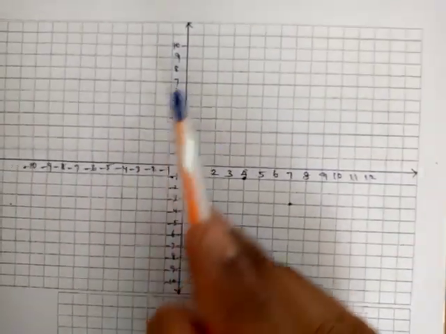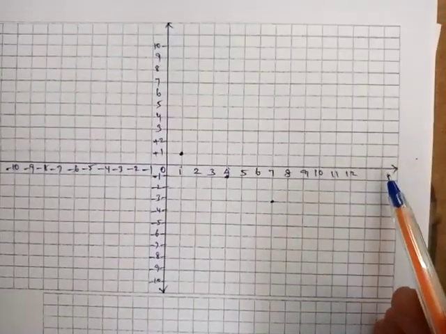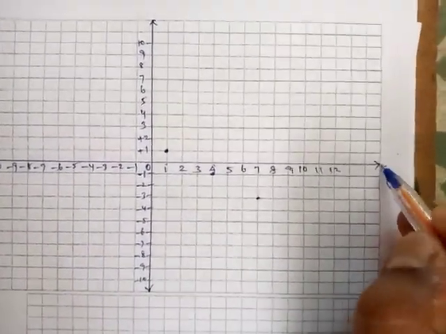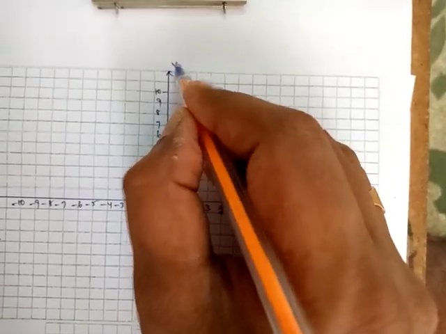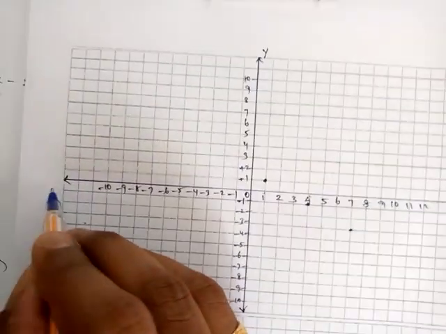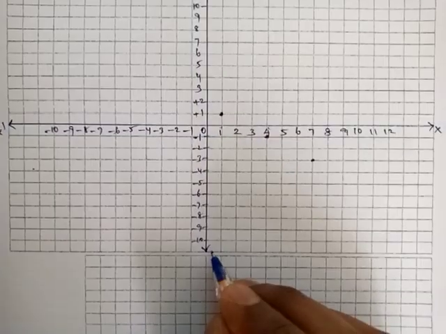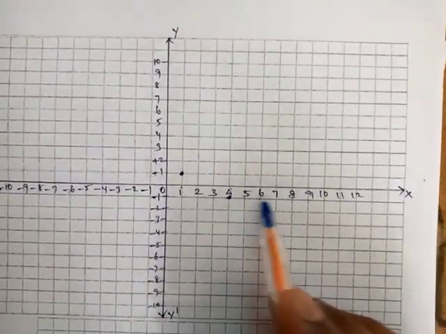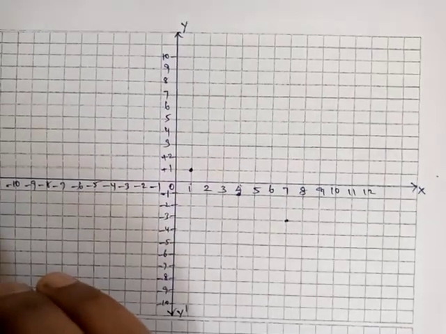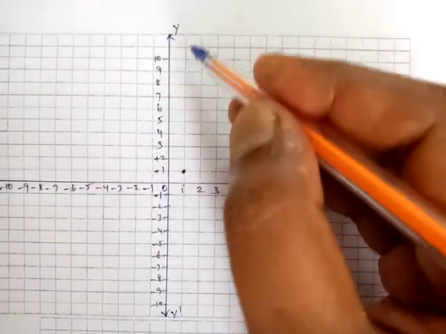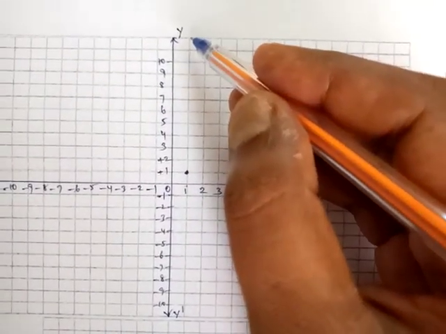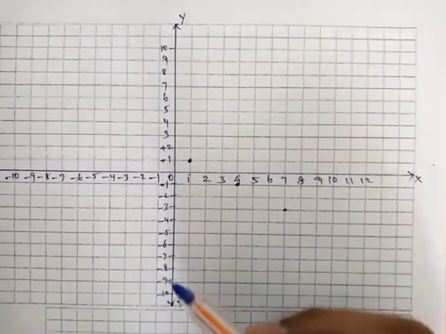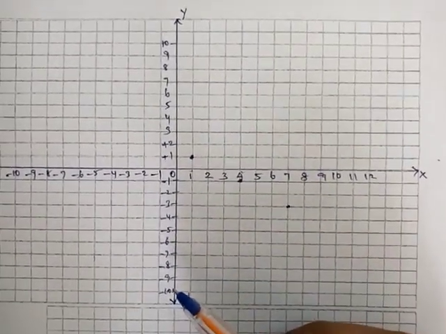So first of all, you know how to write this value. This is x axis and this is y axis. This is x dash, that is negative value, and this is y dash, negative value. So on the x axis, the right hand side is positive and the left hand side is negative. On the y axis, upper values are positive and below values are negative.